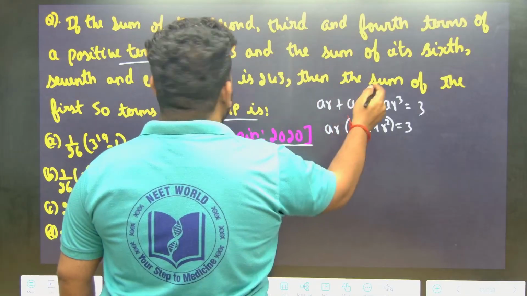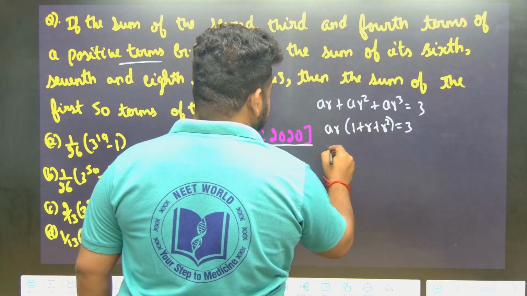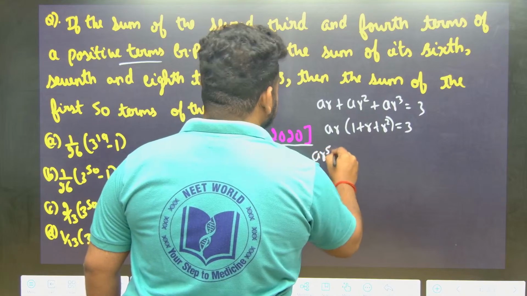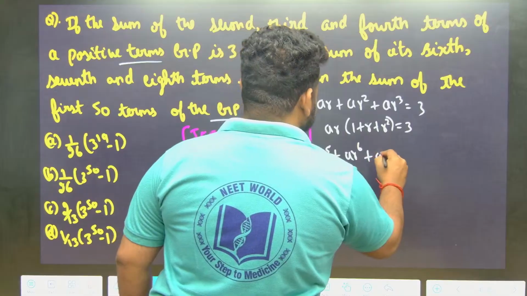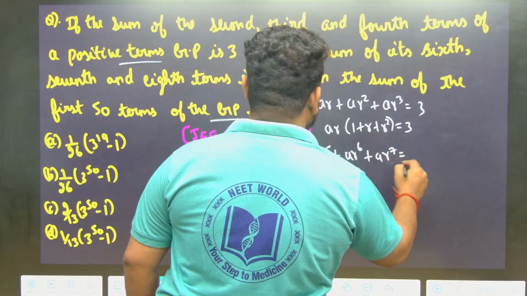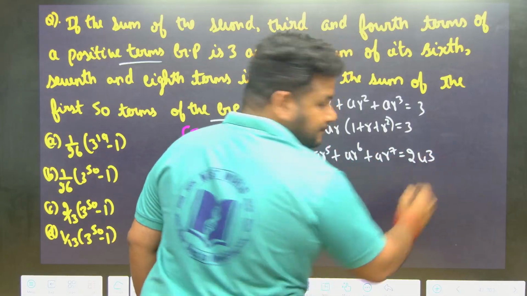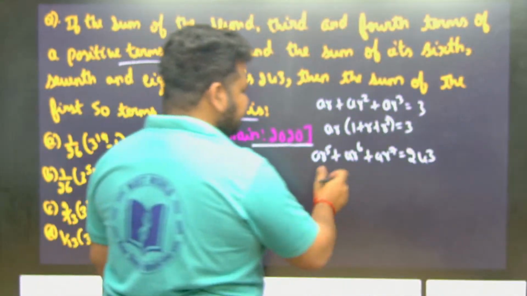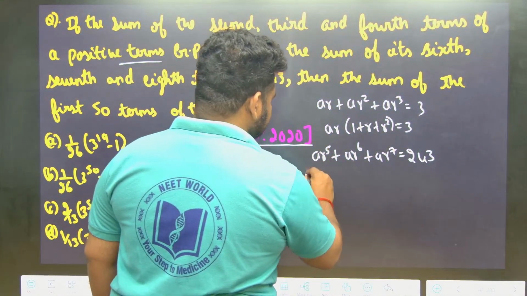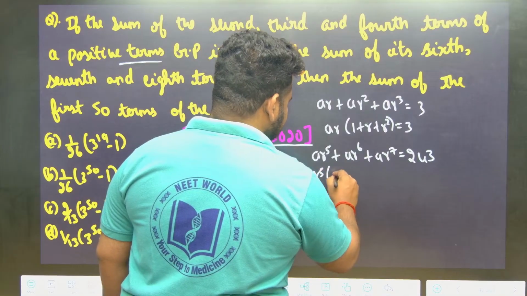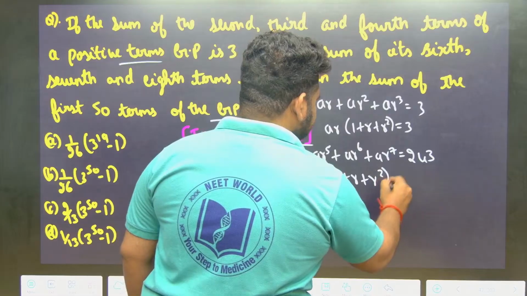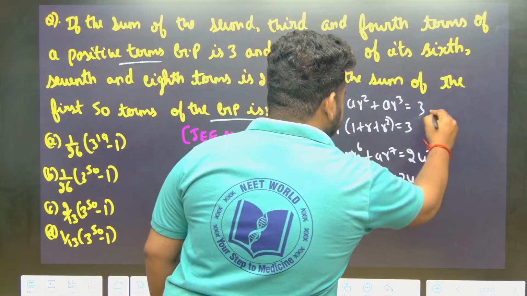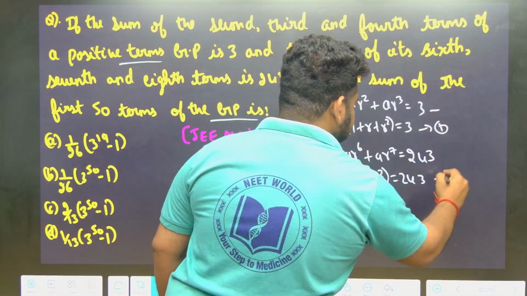Next, what are they telling? The sum of its 6th, 7th and 8th terms. The 6th term I should write as ar to the power 5, the 7th as ar to the power 6, the 8th as ar to the power 7, is equal to 243. Here I can take ar to the power 5 common, and this will be ar to the power 5 into 1 plus r square equal to 243. Let this be equation 1 and this be equation 2.